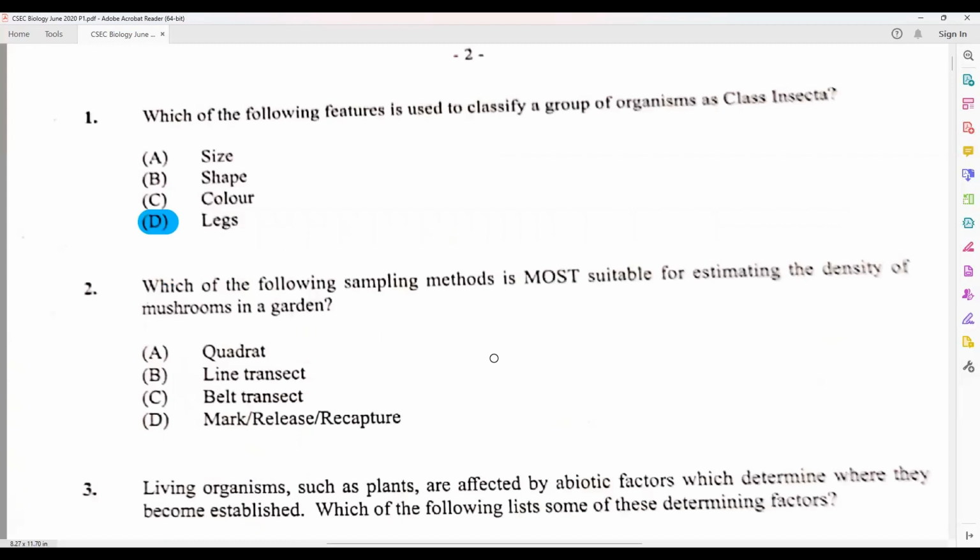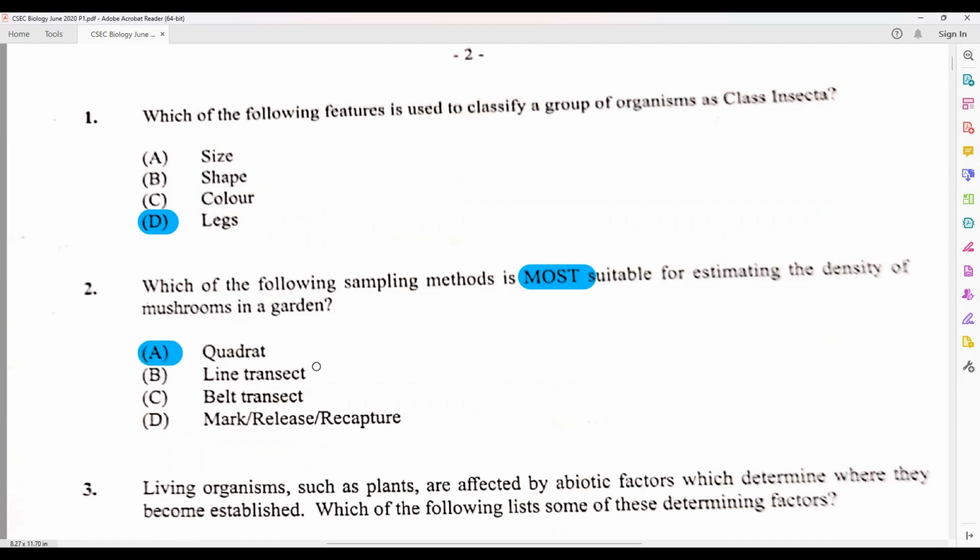Which of the following sample methods is most suitable for estimating the density of mushrooms in a garden? And we notice that capitalized word, most suitable. So it means that quadrat, line transect, belt transect, and mark, release, recapture are all applicable. We want to find the one that is best or the most suitable, and that will be quadrat.